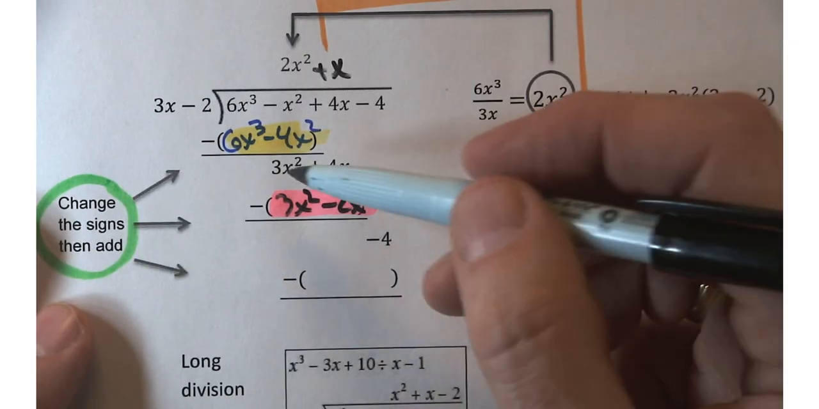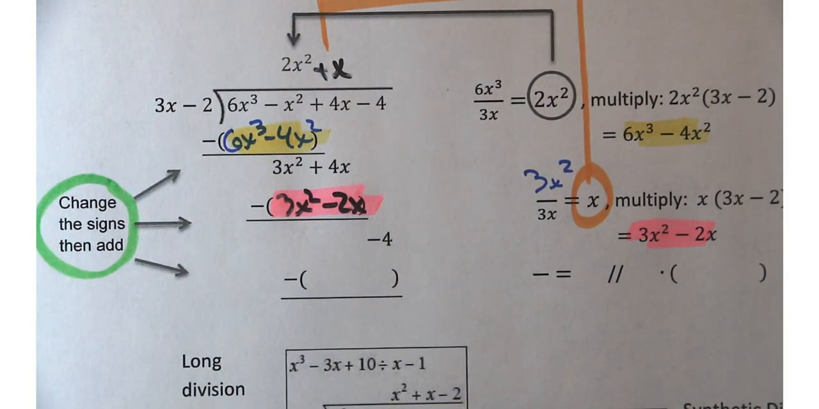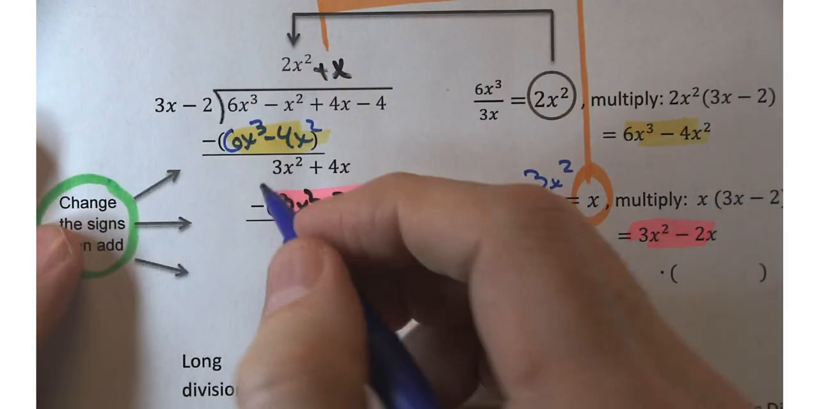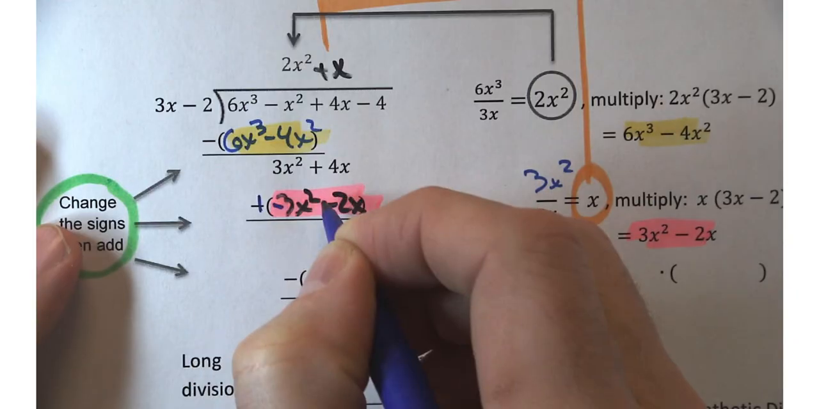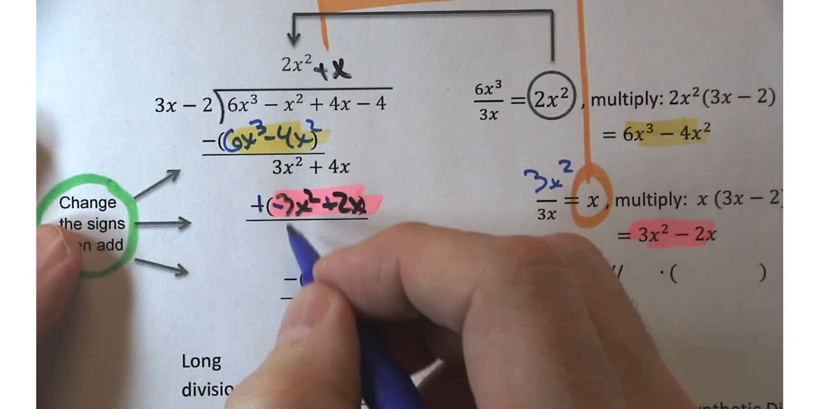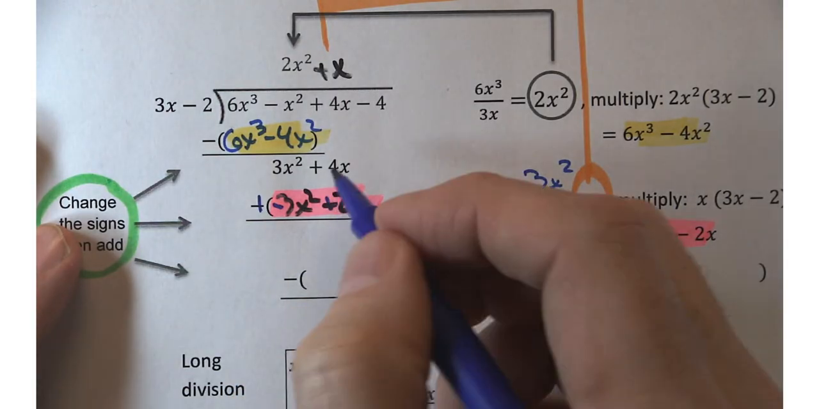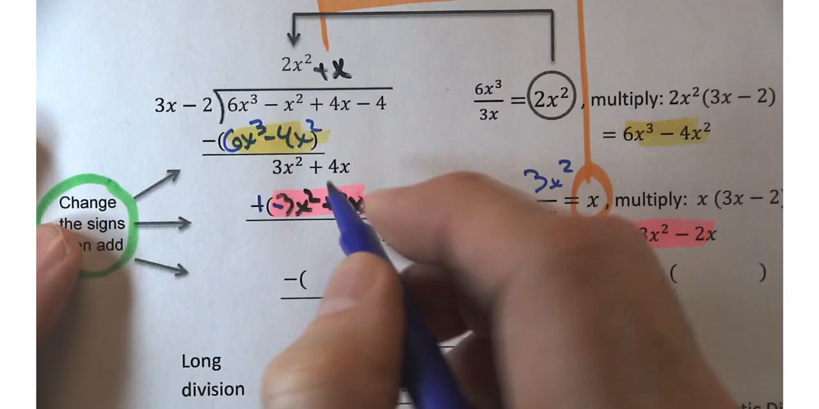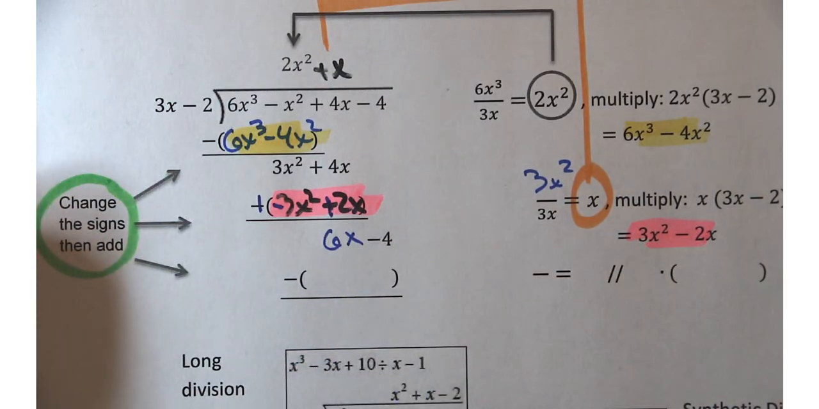What's that going to bring down here when I change the signs and add? Anyone got my back on that one? Good. These are going to cancel out because when you make that a plus, that a minus, that's a plus, those cancel out. This leading term should always cancel out. If it doesn't, there's a mistake. And then 4x plus 2x gives me 6x. So looking good there.